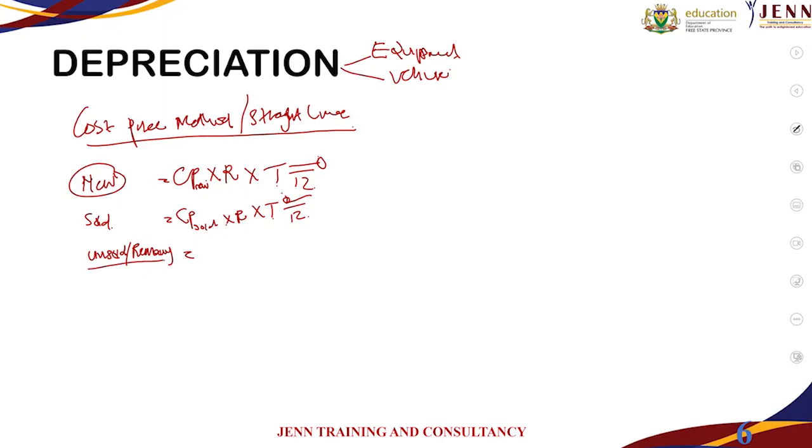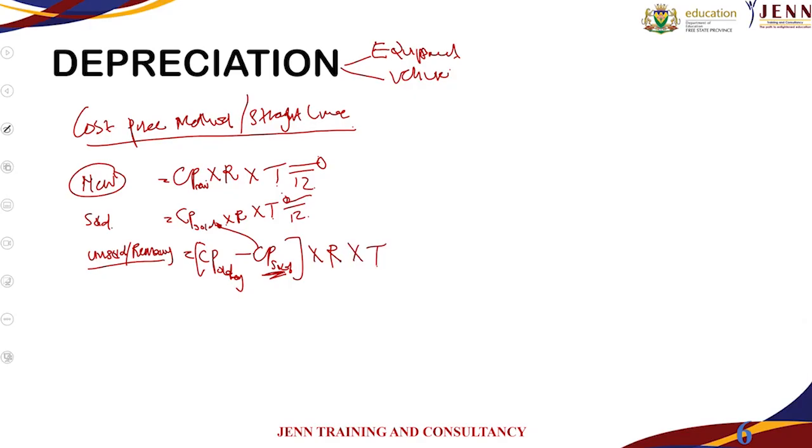When we are talking about the unsold or remaining, we're going to use a formula called cost price of old, that is at the beginning of the year, we subtract the cost price of the sold. Remember, at the end of the year, we're no longer having the sold one, because we have sold it. It's no longer there. Then we must take it out from the ones that you actually had at the beginning of the year. And then we are going to multiply by rate, and then we multiply by time. Remember, these ones are remaining. It means they have lasted the entire year. Then you're going to have 12 over 12. That is a calculation of using the cost price method.